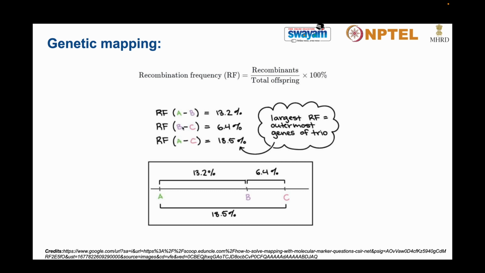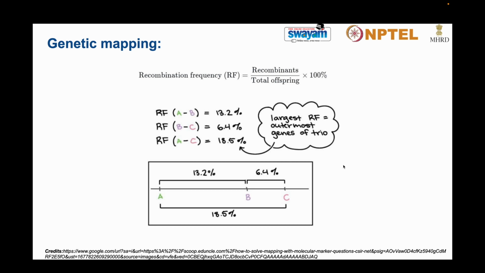Now if we look at AB and BC, we can see that A and B are farther apart, as the recombination frequency is high, whereas BC has a comparatively lower recombination frequency. So B should lie closer to C and farther from A. In this way, here we can draw B. This is the genetic map that we can create based on the recombination frequencies. I hope it is clear.